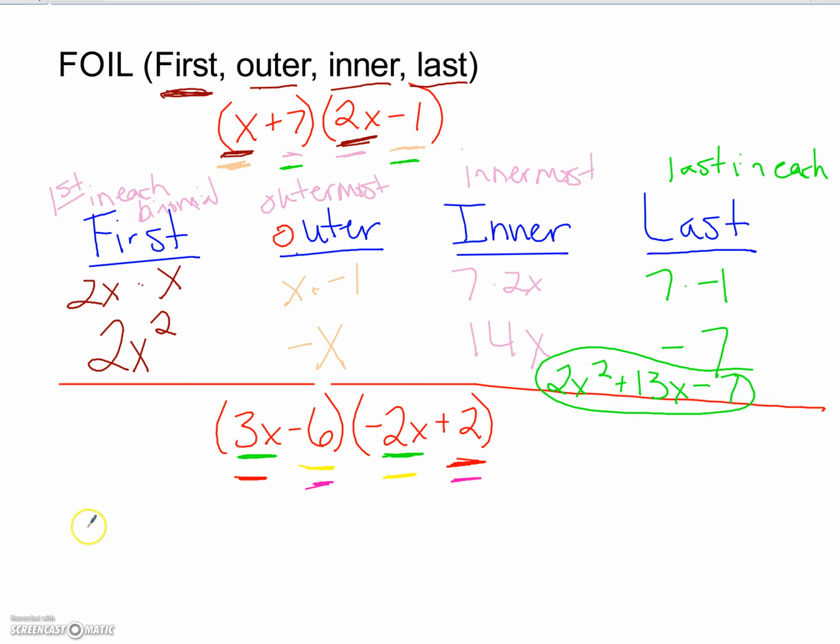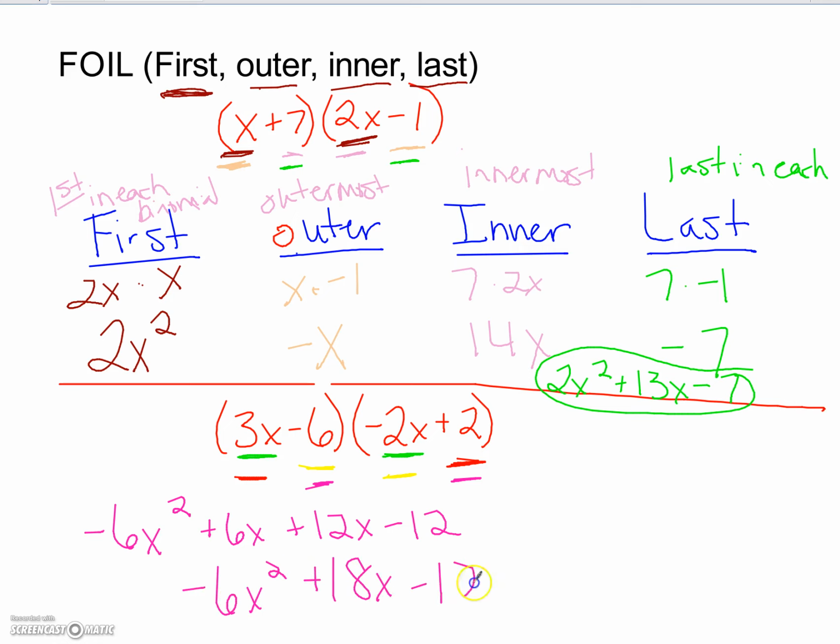So with this one, I should end up with negative 6x squared. And then my outer would be plus 6x. My inner would be plus 12x. And then my last would be minus 12. Okay, if I combined negative 6x squared plus 18x minus 12, and that's as far as you can go. Alright, so that is how you multiply binomials.